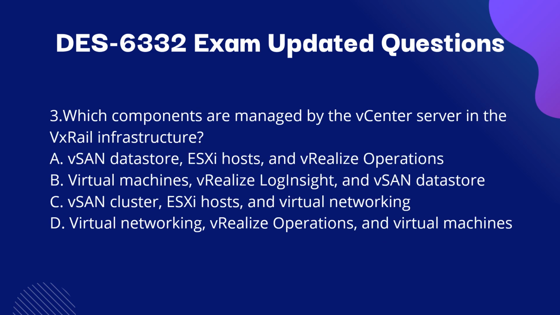3. Which components are managed by the vCenter server in the VxRail infrastructure? A. vSAN data store, ESXi hosts, and vRealize operations. B. Virtual machines, vRealize Log Insight, and vSAN data store. C. vSAN cluster, ESXi hosts, and virtual networking. D. Virtual networking, vRealize operations, and virtual machines.